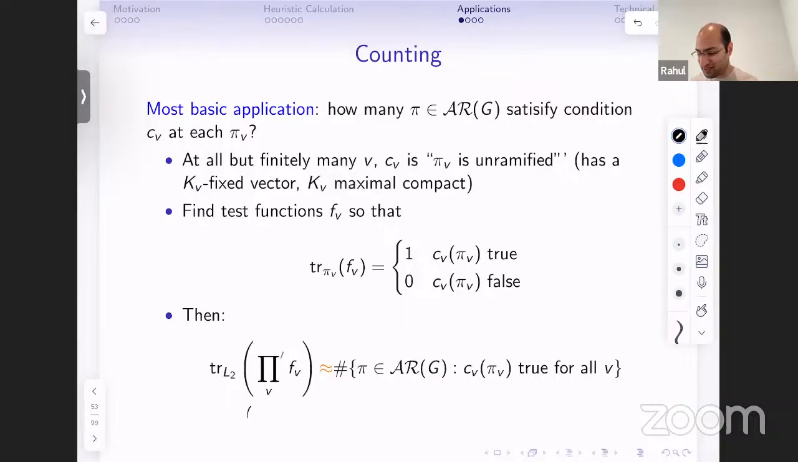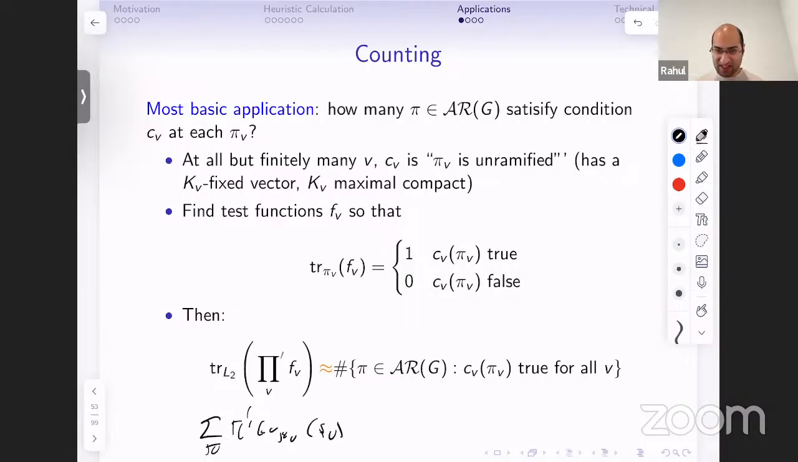I mean, what's this going to be? This is going to be the sum over automorphic representations of the product of the trace against π_v of f_v. So you can see here that the only terms that are going to survive are the terms where this trace is 1, where the condition C_v is actually true. And for each π that survives, you're just going to get 1. It's just going to be a product of a bunch of 1s. So it's really going to give you the exact count. So this is how we use the trace formula to count something.